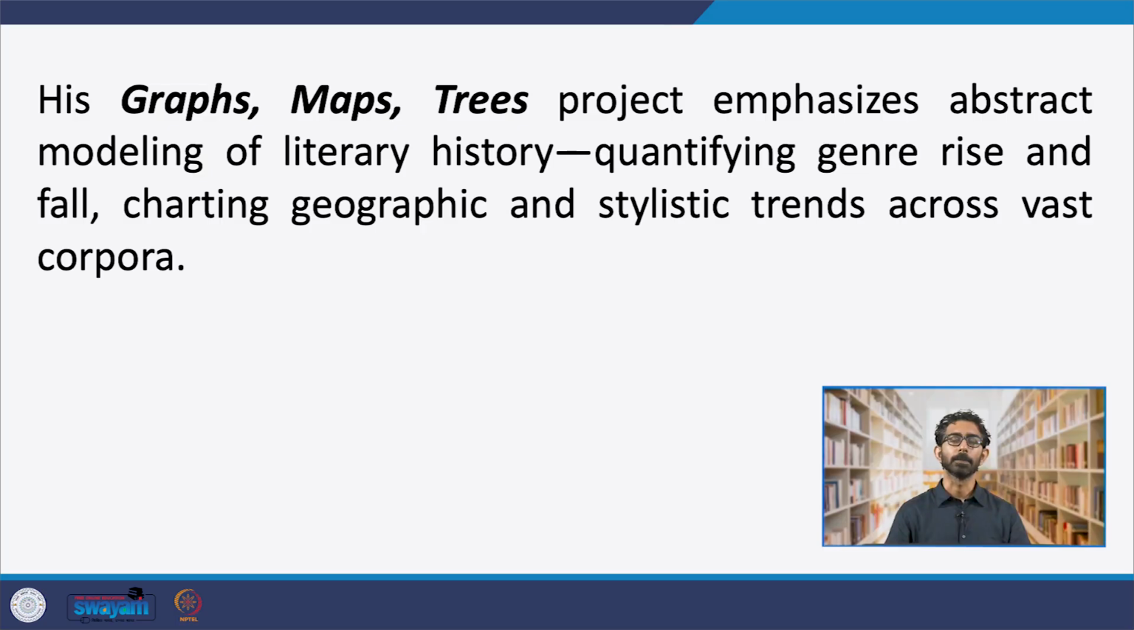The book Graphs, Maps, and Trees emphasizes abstract modeling of literary history. It quantifies the rise of the novel as a genre. It gives different models and graphs for studying how the novel spread from one part of the globe to another, that is, from 18th or 19th century England to Asia, Africa, different nations in South Asia, Latin America, and so on. Moretti is able to map these processes, which involve the tracing of trends observed over thousands of novels by using graphs.